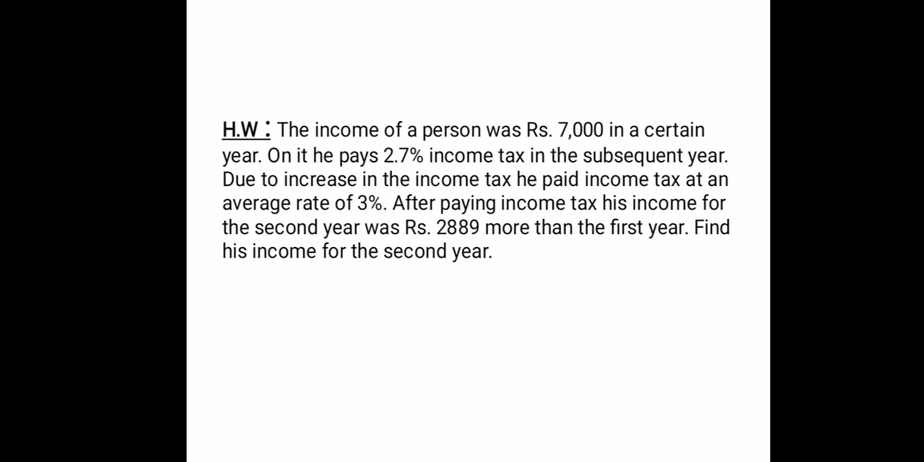Next is homework. The income of a person was rupees 7,000 in a certain year. On it, he pays 2.7% of income tax. In the subsequent year, due to increase in the income tax, he paid income tax at an average rate of 3%. After paying income tax, his income for the second year was rupees 2,889 more than the first year. Find his income for the second year. Try this at home. The homework for you.